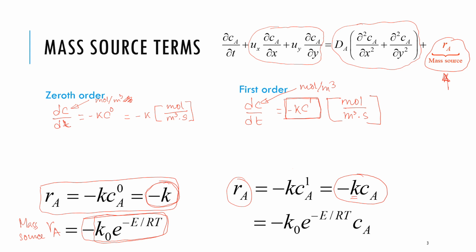Now again, if this K is temperature dependent, then that's equal to K0 times e raised to minus E over RT by Arrhenius temperature dependency. And so the mass source again would be written for the first order reaction as this. So this will get substituted in the mass source term. So this one is for first order, and this one is for 0th order.